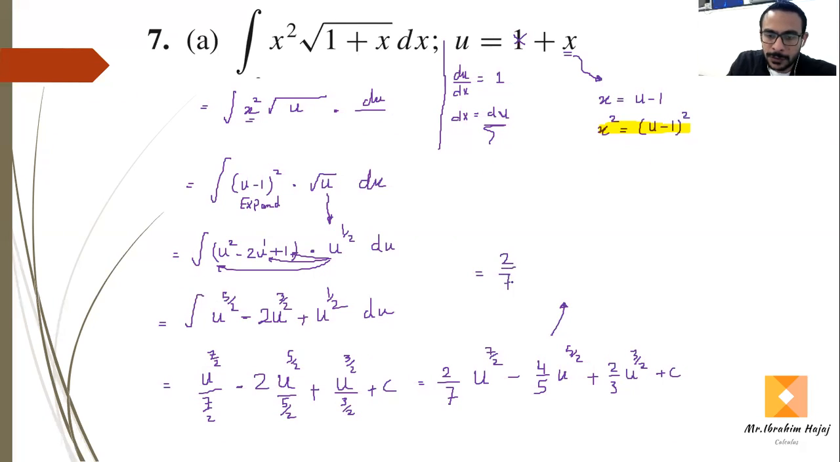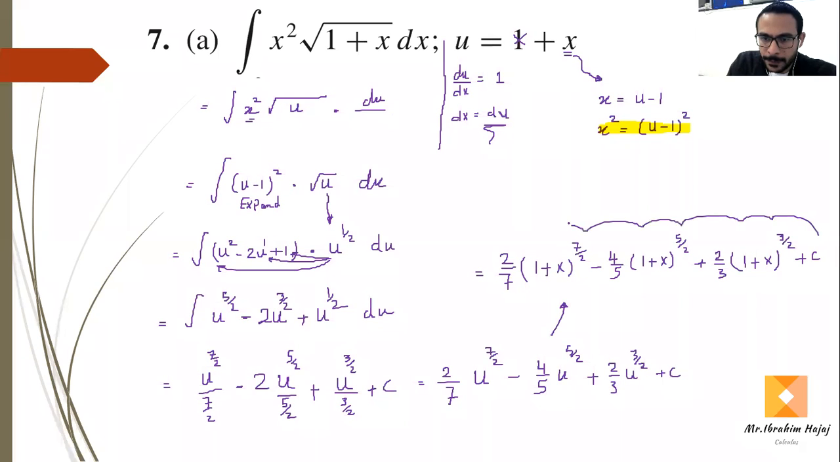Not in terms of u but in terms of x. I will replace again the u by its original value, which is 1 plus x to the power of 7 over 2, minus 4 over 5, 1 plus x to the power of 5 over 2, plus 2 over 3, 1 plus x to the power of 3 over 2, plus c.